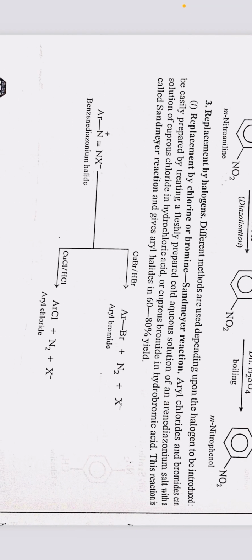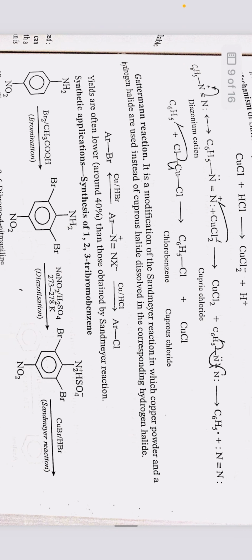Third one is the replacement by halogens. Different methods are used depending upon the halogen to be introduced. Firstly, replacement by chlorine or bromine, that is the Sandmeyer reaction. Aryl chlorides and bromides can easily be prepared by treating a freshly prepared cold aqueous solution of an arene diazonium salt with a solution of cuprous chloride in hydrochloric acid or cuprous bromide in hydrobromic acid. This reaction is called the Sandmeyer reaction and gives aryl halides in 60 to 80% yield. It may be noted here that it is the halogen which is attached to the copper which enters the nucleus.